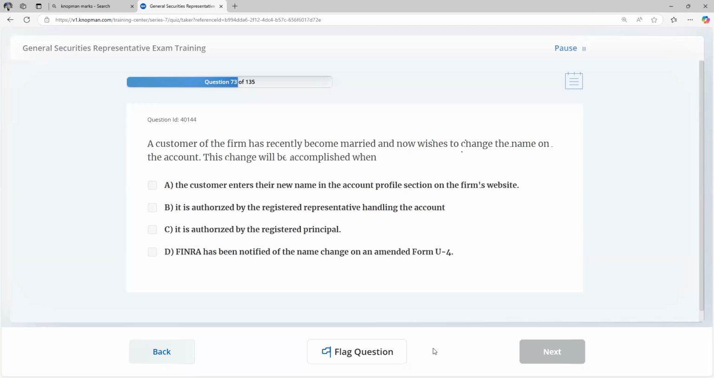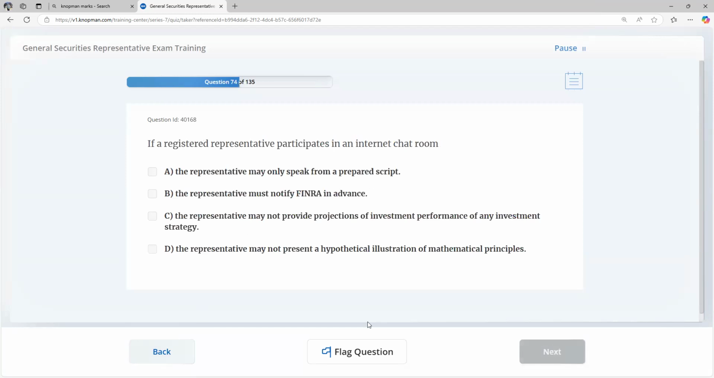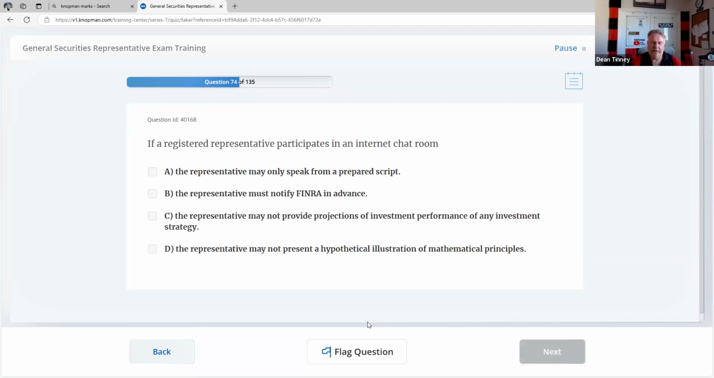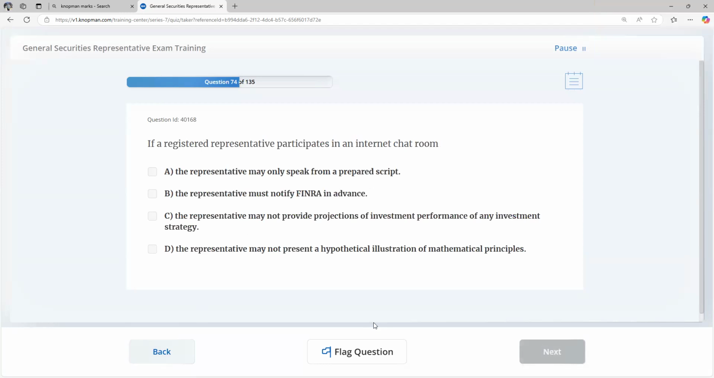...is authorized by the registered principal, right? If a registered rep participates in an internet chat room, the representative may not present a hypothetical illustration of math.